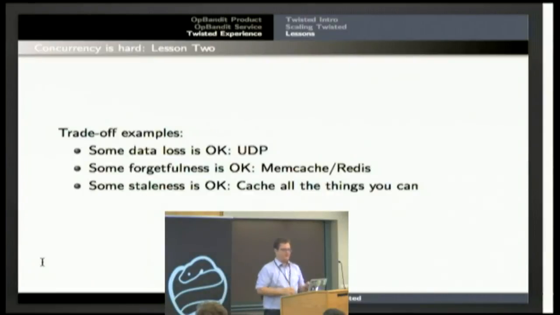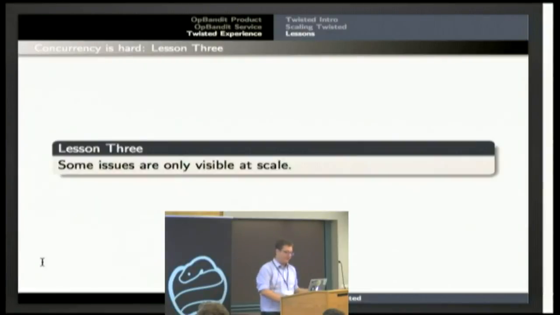Also, some forgetfulness is fine. Using Memcache and Redis, you have to understand the trade-off. What happens if you forget some value, or you hit the max in Memcache and you end up evicting some amount of values that you were storing? What's the actual cost of doing that? Is that going to cause you to totally fail as a service, or is some of that okay? Also, staleness is okay. So cache all the things that you can, and understand that the trade-offs of timeliness for speed of access are perfectly fine.